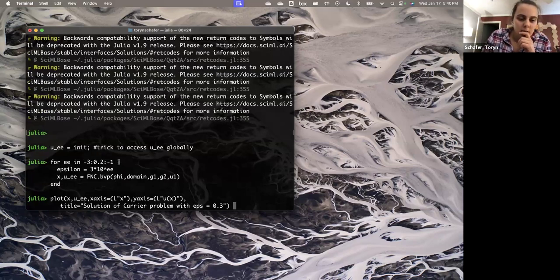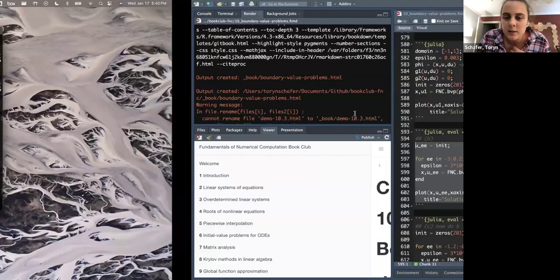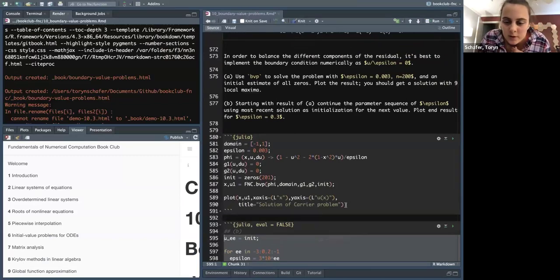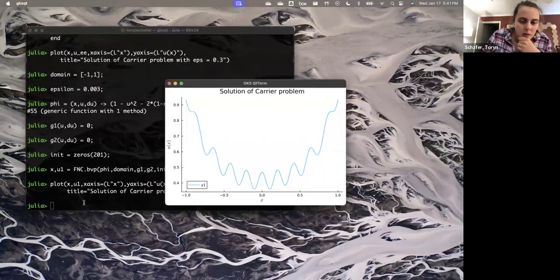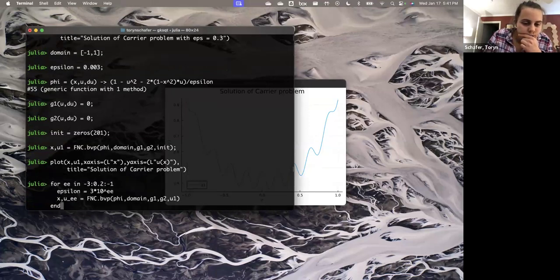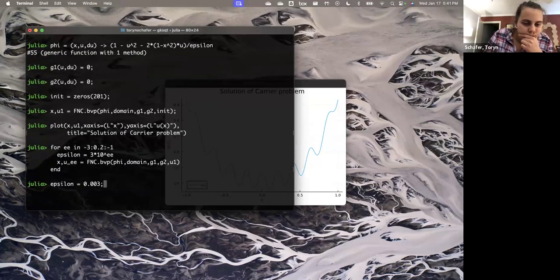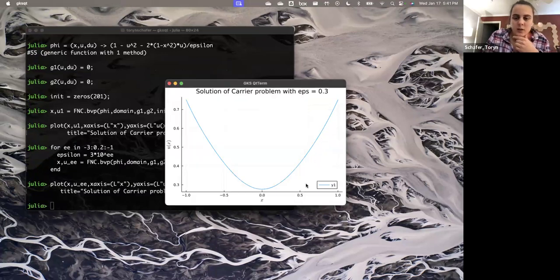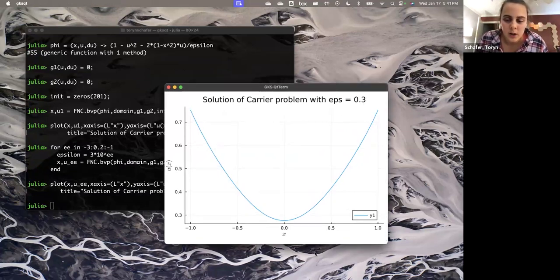Okay, so epsilon is on this grid. And then we're gonna plot. This is not right. I forgot to define all of these using the round function. Okay, so this is now the solution with epsilon equals 0.3. It's just a quadratic.